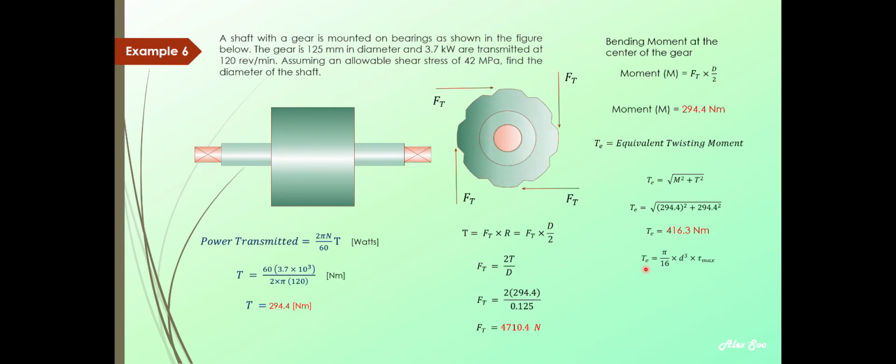Again, from TE, we can also say that it is equal to pi over 16 times diameter to the power of 3, times the maximum shear stress, which is given in the question as 42 megapascal. From this, we find the required diameter of the shaft in order to transmit 3.7 kilowatt of power. The diameter is found as 37 millimeter. And that's all for this section, for example 6.